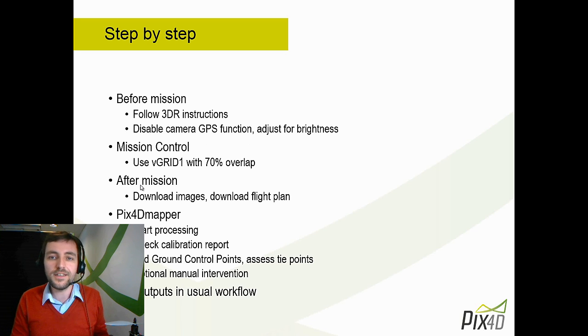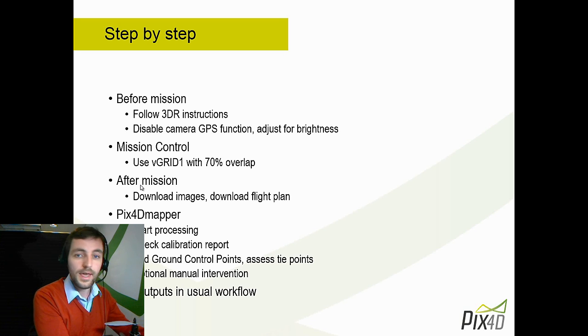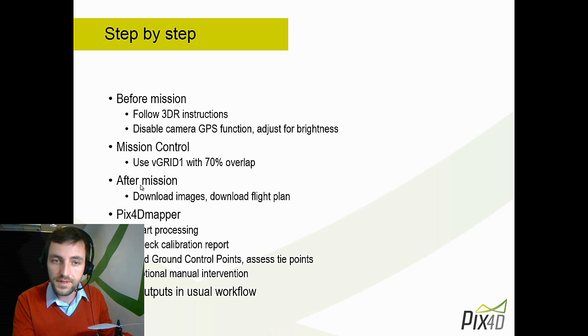This is a little bit of the summary of the things to check before flights, to do during the flights, and then how to start the software and the processing. So before the mission, the most important is to first check the 3D robotic flight instruction that came together with the drone, and to make sure to follow all the safety instructions about the camera, the propellers, and the battery.